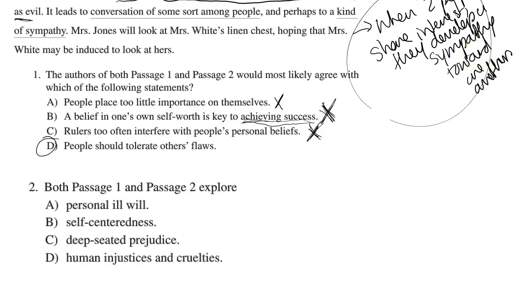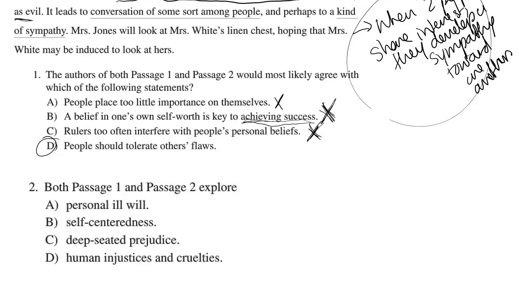Question 2. Both passage 1 and passage 2 explore. Okay, so for this question, we need to compare what they both are exploring. So notice this question was like, what is their commonality? Question 1 was, what is their commonality? Question 2 is also talking about their commonality. So A, personal ill will. B, self-centeredness. C, deep-seated prejudice, and D, human injustices and cruelty.